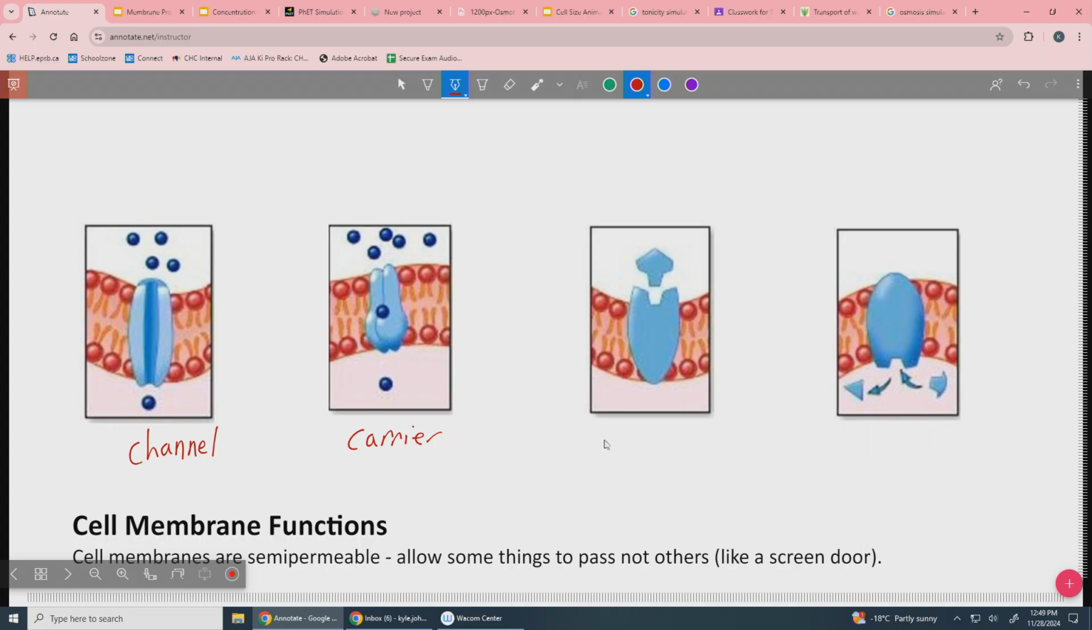Here we have a receptor. And here we have an enzymatic. You can see that one molecule enters, and then a different molecule, a different product, is what leaves on the other side.